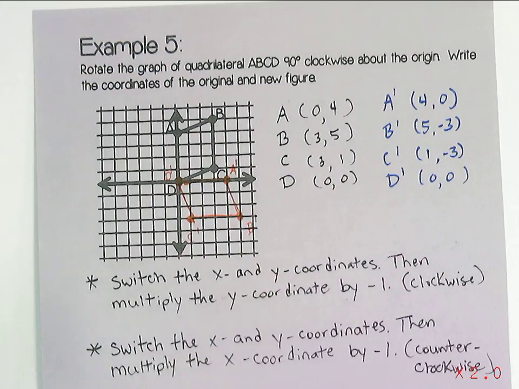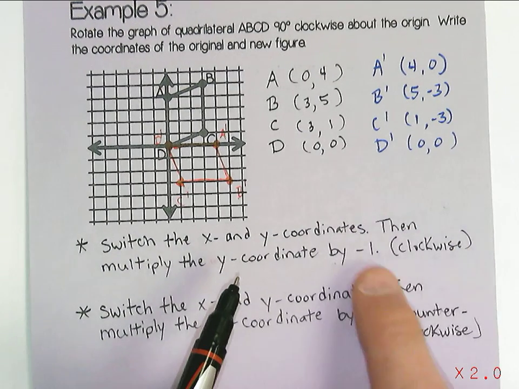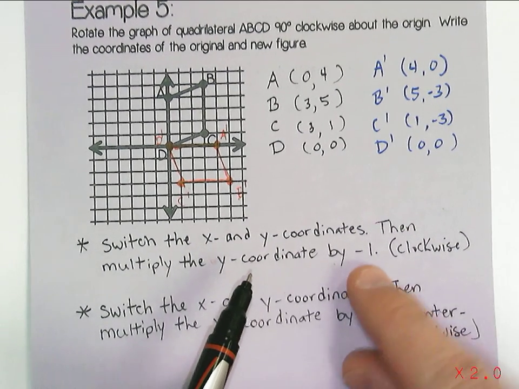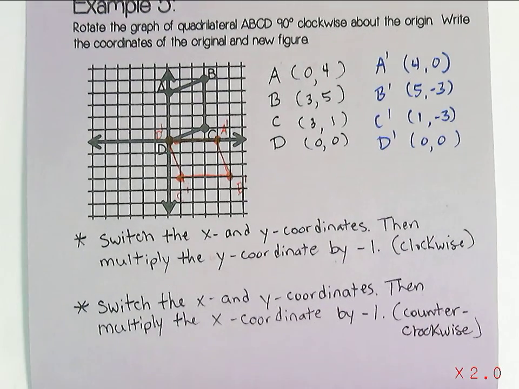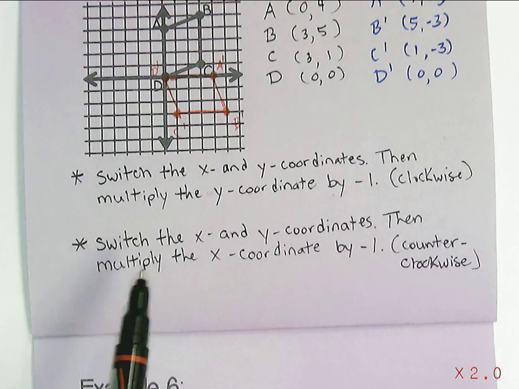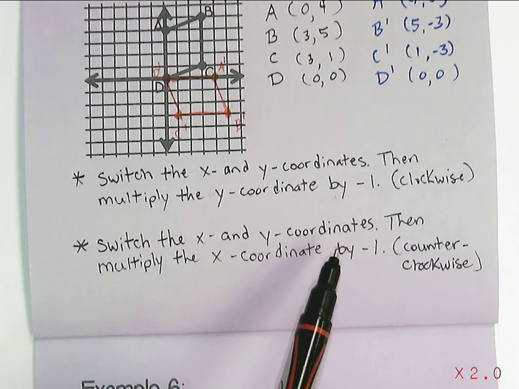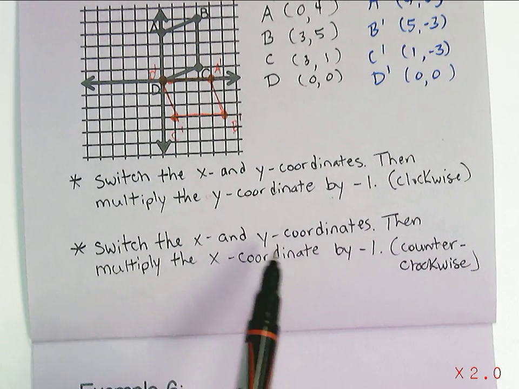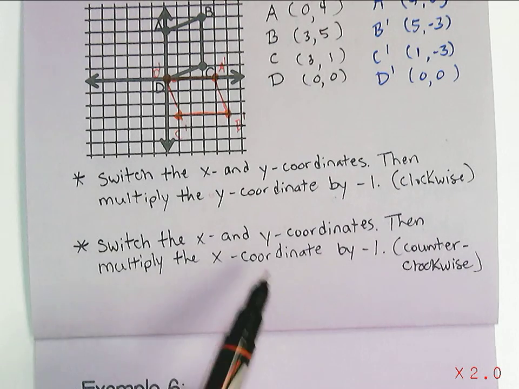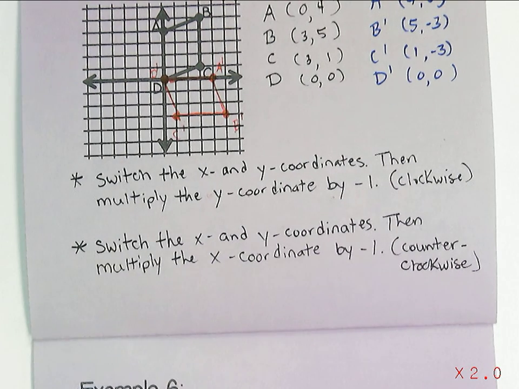It's important to note that you follow these rules, so switch the x and y coordinates, which we did, and then multiply the y coordinate by -1, or again, just switch the sign on it. So if it's positive, it turns negative. If it's negative, it turns positive. And then counterclockwise is a little bit different. We don't have an example of this, but here's the rule to follow. So switch the x and y coordinates, which is the same as doing clockwise, and then multiply the x coordinate by -1. So the difference here is that instead of changing the y coordinate, you're changing the x coordinate. So make sure you're paying attention to when it's clockwise and counterclockwise.